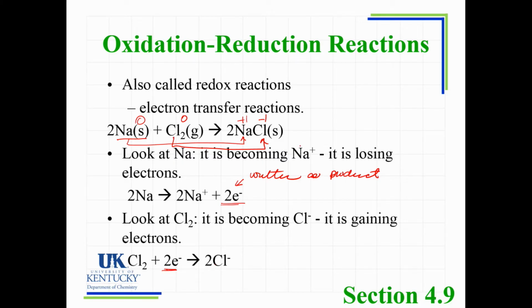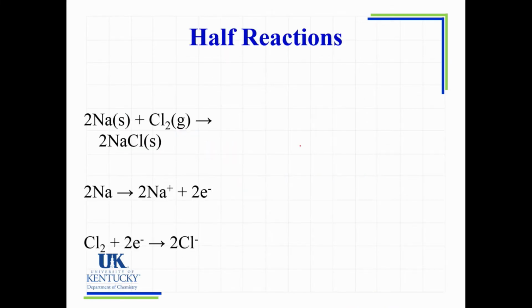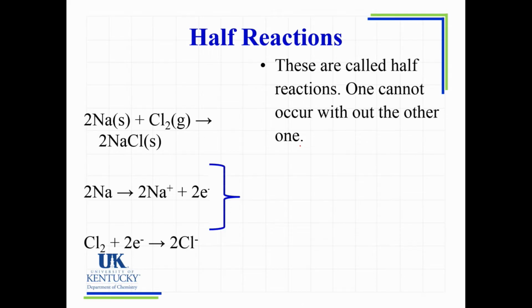Okay, so let's see if I can get my pen to work. Come on, pen. It's starting to be cantankerous. So we have our reaction written together, or we could write them as what we call half reactions, where we're writing the gain of electrons and the loss of electrons. Okay, so that's what this says. These are the half reactions for this reaction.